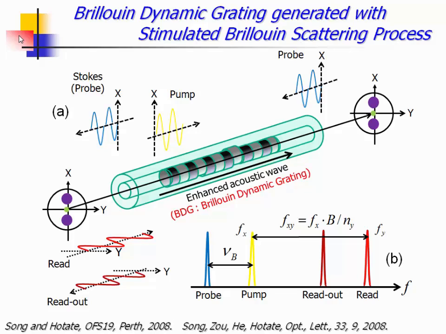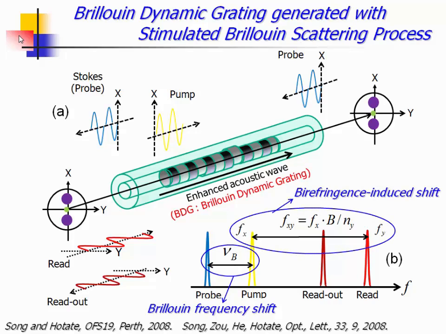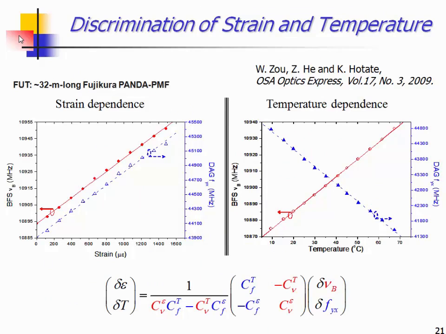And this is a collaborative work. We found that the Brillouin frequency shift is around 11 gigahertz, but additionally we have another frequency difference, around 40 to 50 gigahertz. This frequency difference corresponds to the so-called birefringence of the panda fiber. So by using these two variables, we have the possibility of simultaneous, discriminative temperature and strain measurement. This is the measured characteristics, the dependence of both parameters on temperature or strain, and this means that by using this kind of matrix calculation, we could get the temperature and strain distribution from these two data.